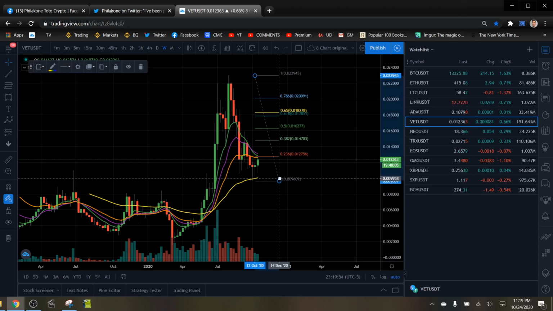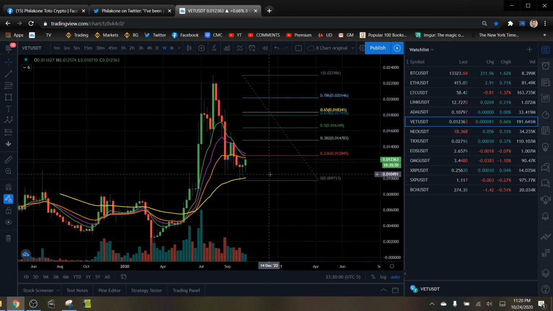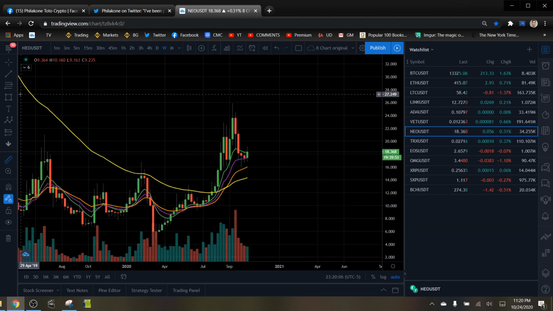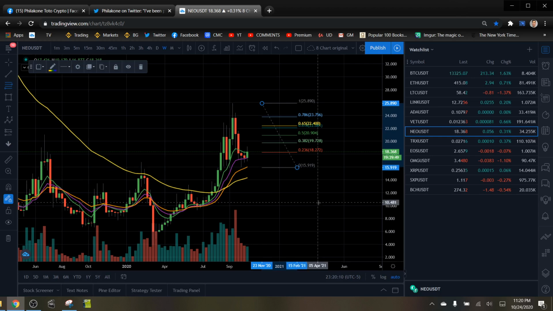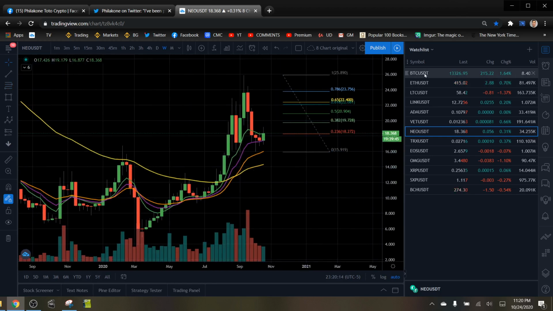And you go to VET. VET hasn't even rallied at all yet. Like, what the heck? It has a little bit, but not much, right? I mean, sure, since I called it, it went up like 20% or something. But it's pretty low down there, right? NEO hasn't really rallied at all yet. So I'm basically ranking them based on how much they rallied to the upside.